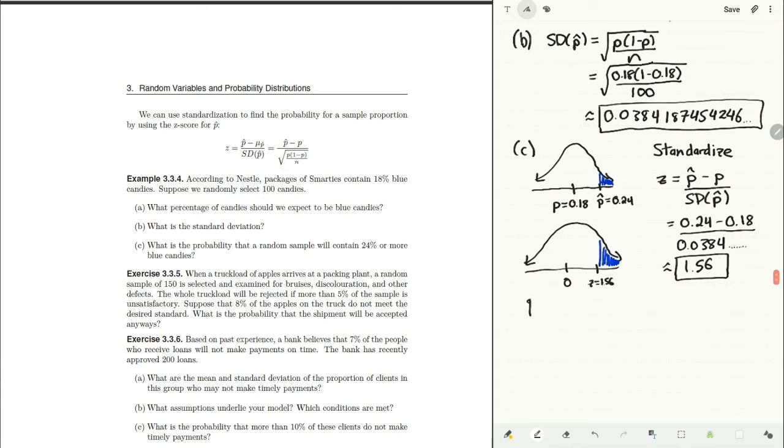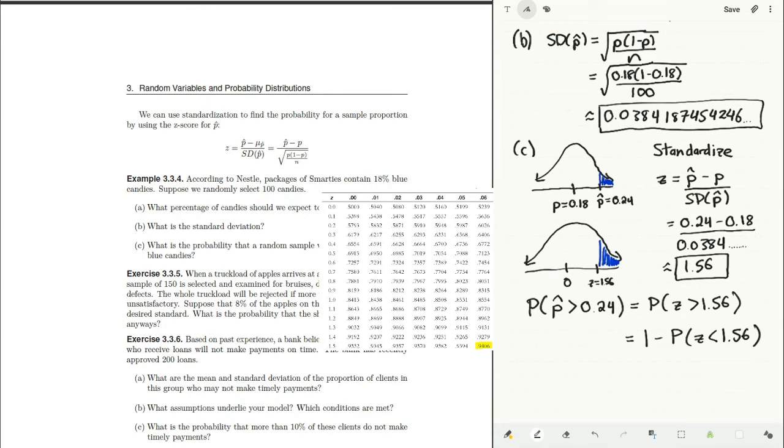And so mathematically, we want the probability that our sample proportion contains 24% or more blue candies, which is the same as the area to the right of 1.56 in the standard normal curve. And because our z-table only gives us left areas, we need to use the complement rule to determine the area to the right. So we take 1 minus the area to the left of 1.56.